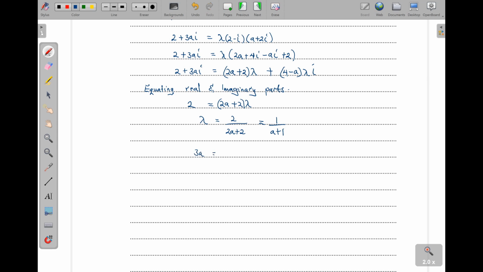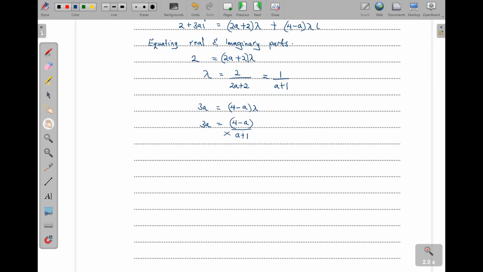3a is equal to 4 minus a, over lambda. And so we have 3a here, which is equal to 4 minus a, and our lambda is this one here. So that means I will have this one out of a plus 1. So when we cross multiply, we shall have 3a times a plus 1, which is equal to 4 minus a.